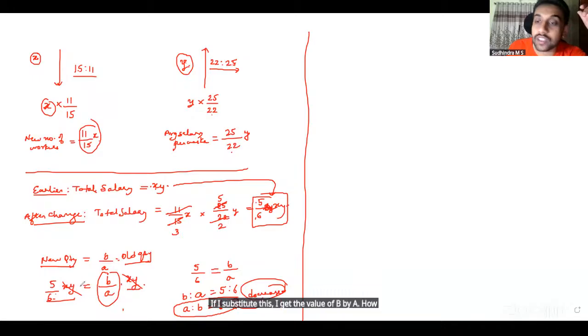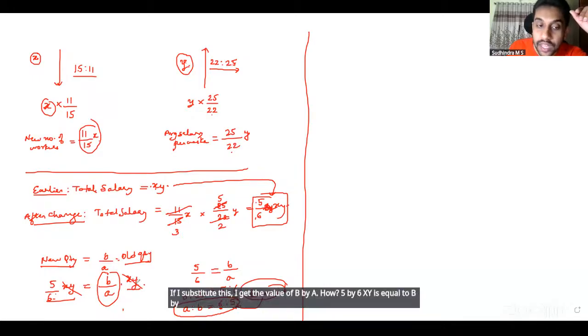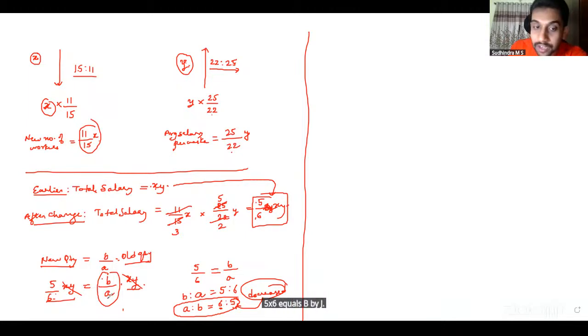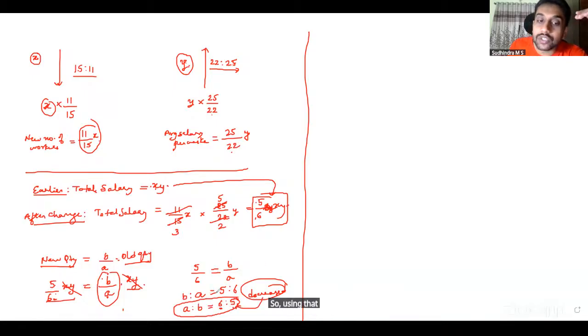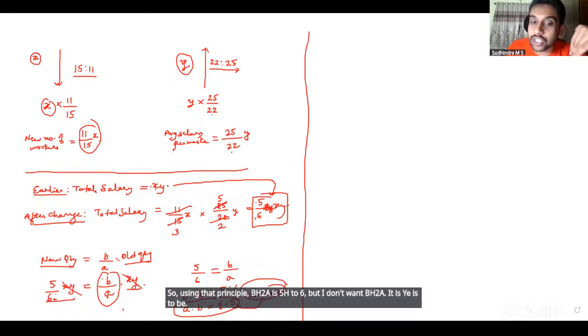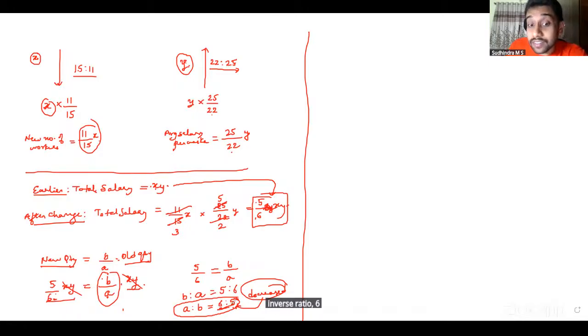If I substitute this, I get the value of B by A. How? 5 by 6 XY is equal to B by A into XY. XY and XY got cancelled. 5 by 6 equals B by A. That means 5 is to 6 is equal to B is to A. A ratio can be expressed using a colon as well as fractions. So using that principle, B is to A is 5 is to 6, but I don't want B is to A. It is A is to B. Inverse ratio, 6 is to 5. 6 is becoming 5, so there is a decrease in salary.